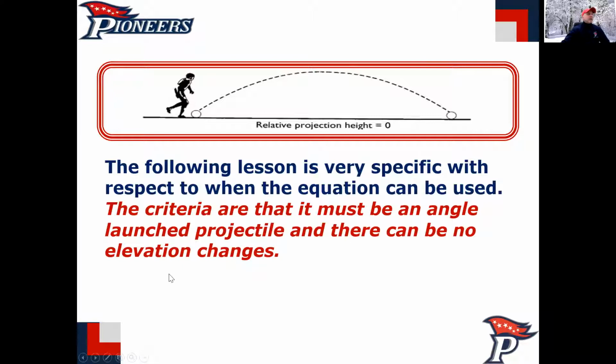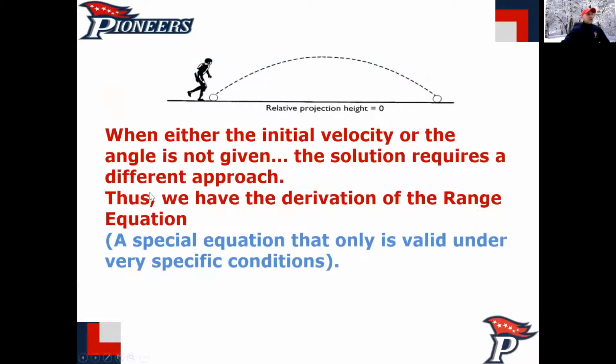And so the criteria for what I'm going to show you today is that it has to be an angle problem and there can't be an elevation change. Next class, we'll look at elevation change, true elevation change, not like the bell work problem that we just did. So when either the initial velocity or the angle is not given, that means we can't do step one. So we need a new approach. We need another equation to help us solve the problem. And so I'm going to show you how this is derived.